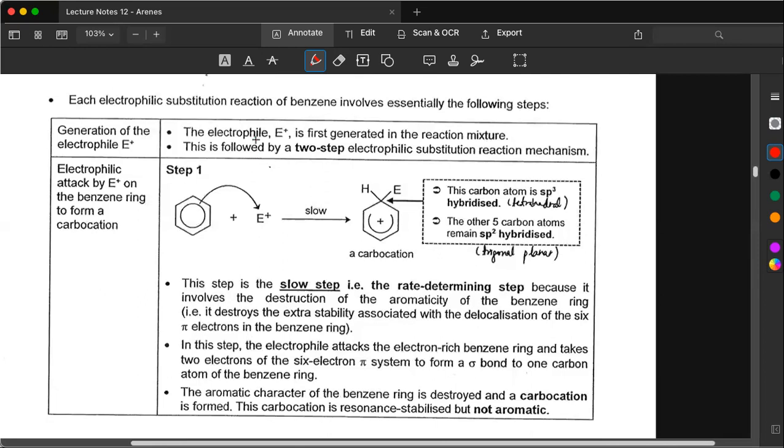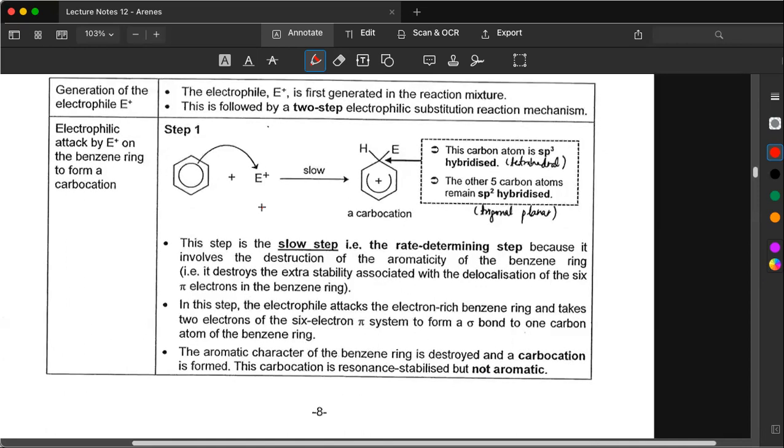The electrophilic substitution reaction of benzene is in a few steps. Number one, we have the electrophile E+ generated first. This is followed by a two-step mechanism. Step one is known as the slow step, also known as the rate determining step, because it takes some time to destroy the aromaticity of the benzene ring, which means we have to destroy the extra stability that is associated with the delocalization of the 6 pi electrons in the benzene ring.